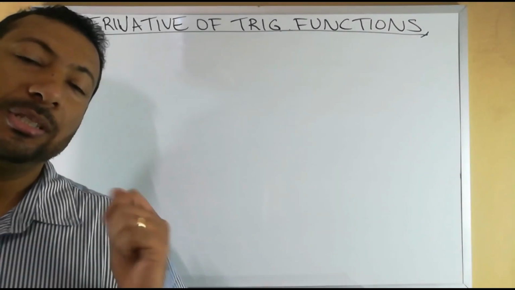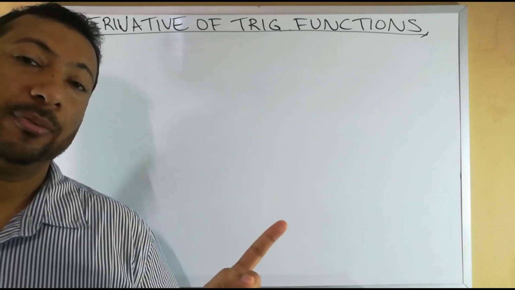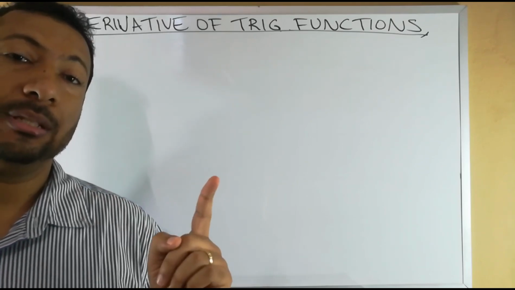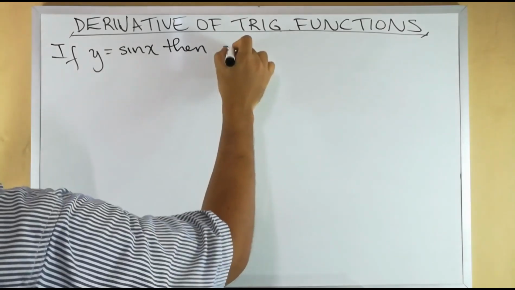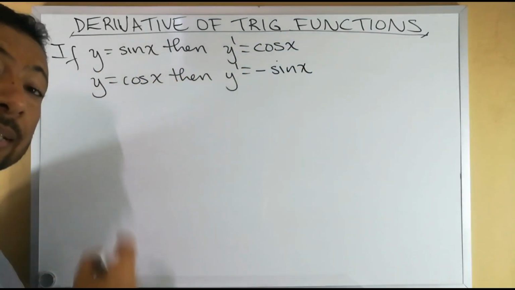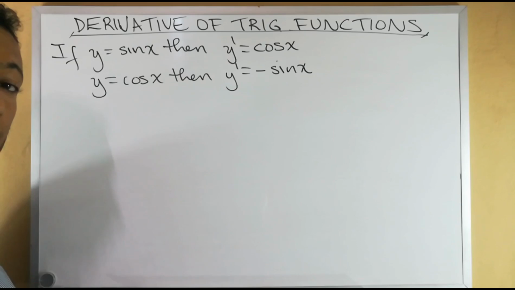Okay, so as you just saw in that clip, the derivative of the sine function is the cosine function, and the derivative of the cosine function is the negative sine function. So let me just write those down here. So these will come in handy when we now find the derivative of the tangent function.